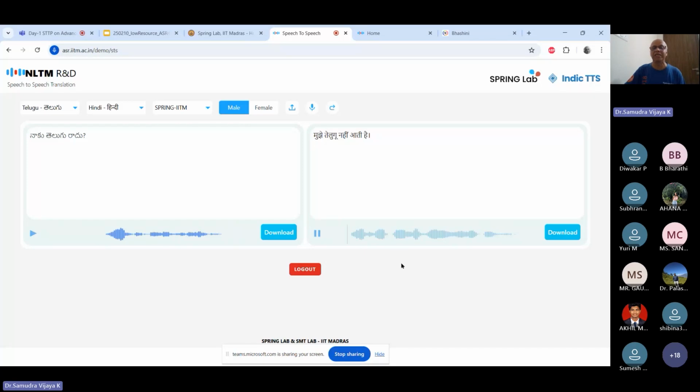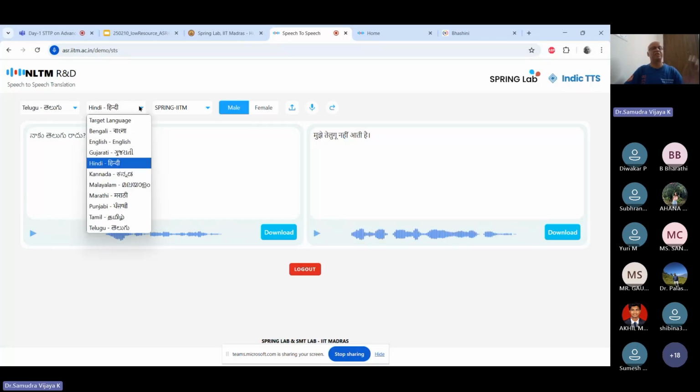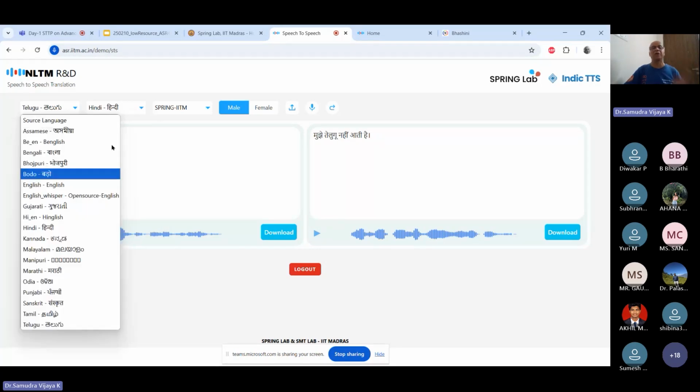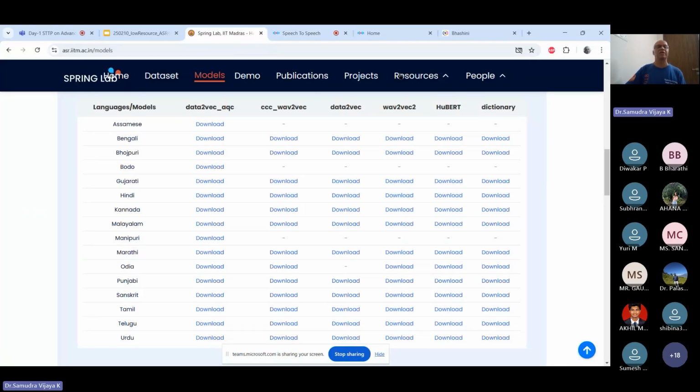Translation corresponding Hindi. Of course, there are various languages here. You can choose any of them, lots of them. Play around with that. That's where I stop. Demos are there. Those are okay.